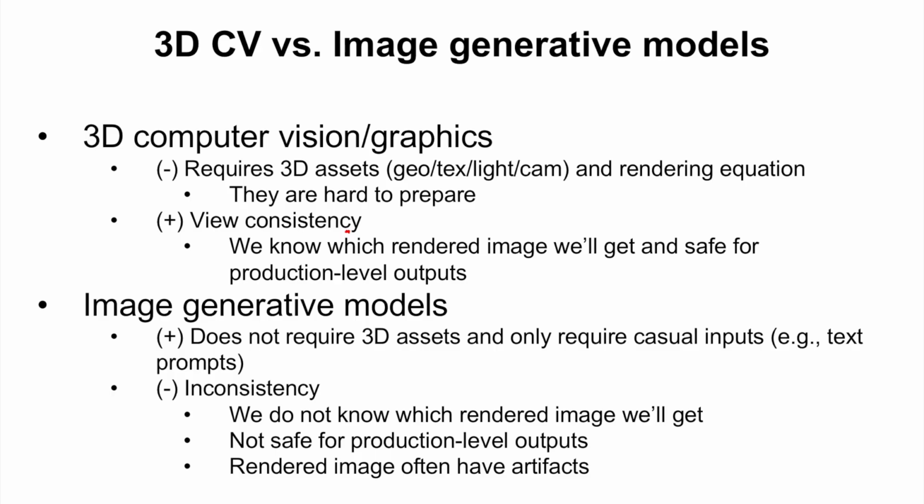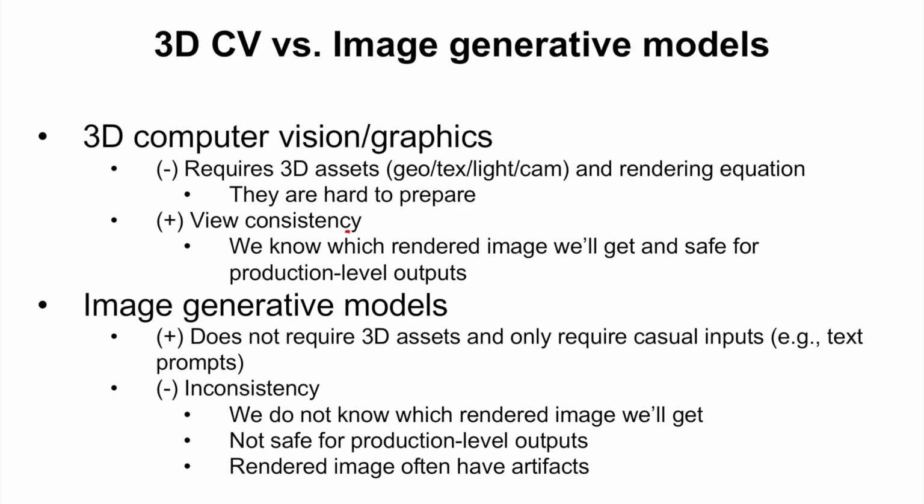And image generative models or video generative models do not require 3D assets and only require casual inputs like text prompts. That is definitely a good point, especially for the user end, where we want images from a text prompt. A text prompt is quite easy to provide, right? We can just type some text. It is very easy to provide to a system. So it's a very good point of generative models, but the drawback, unfortunately, is inconsistency, because they do not rely on any 3D geometry, so we do not know which rendered image we will get. They are not safe for production-level outputs.